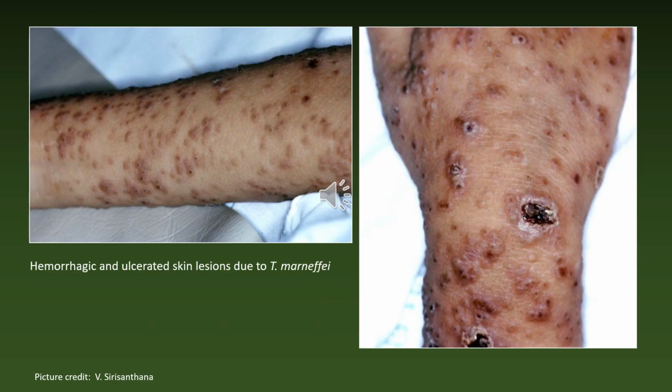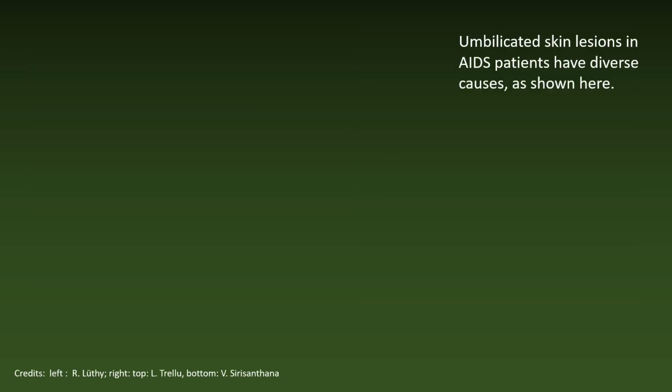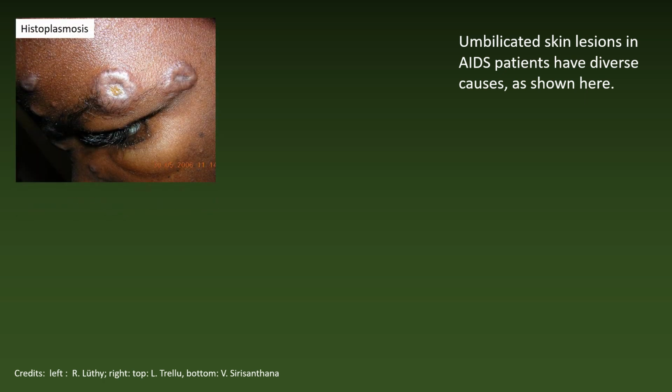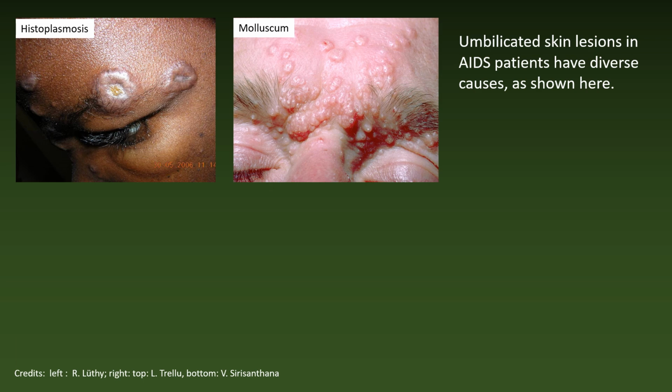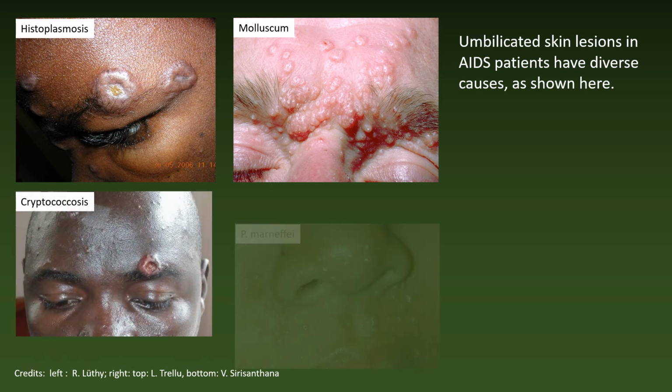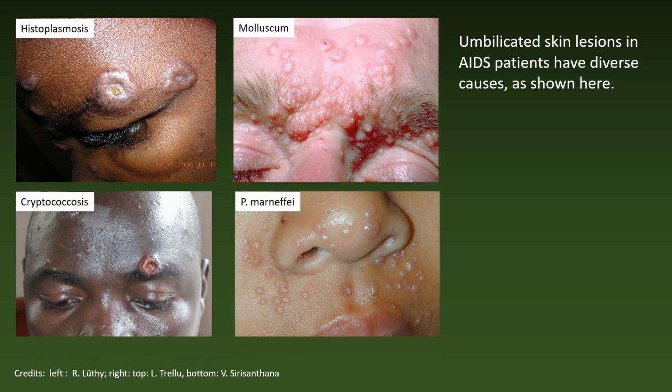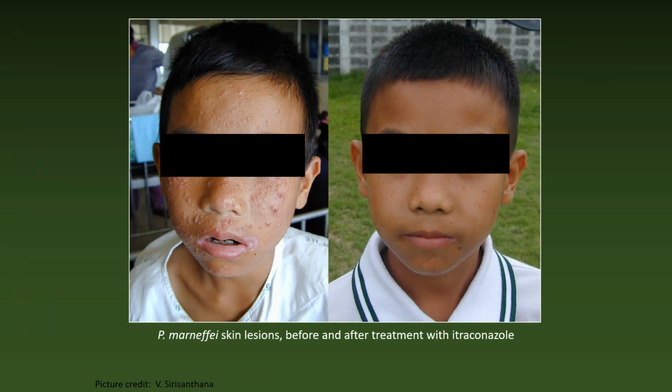Hemorrhagic and ulcerated skin lesions due to T. marneffei. Umbilicated skin lesions in AIDS patients have diverse causes, as shown here: histoplasmosis, molluscum, cryptococcosis, and T. marneffei. T. marneffei skin lesions before and after treatment with itraconazole.